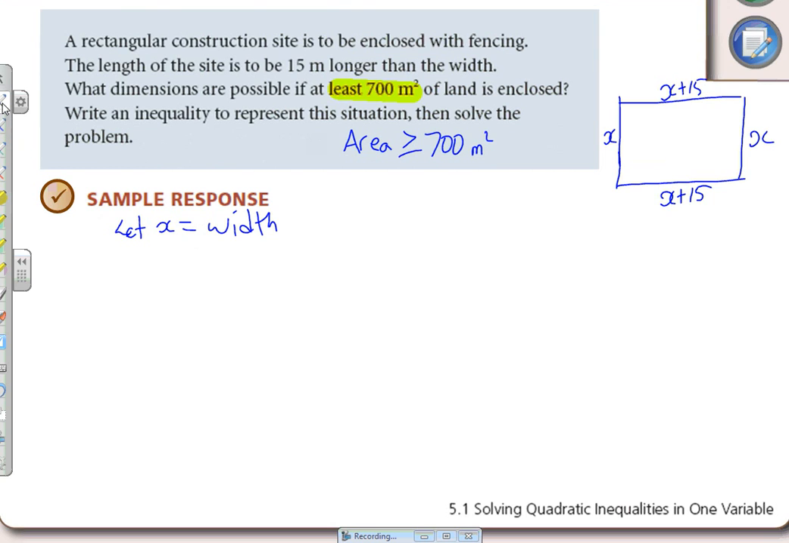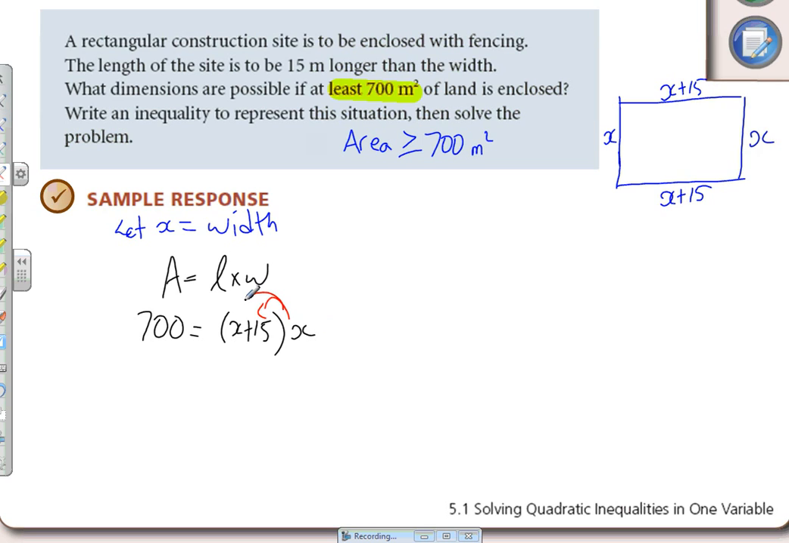Well, area is equal to length times width. Area equals length times width. Let's plug in what we know. Let's say we're going to just use 700 to start off with, equal to the length, which is x plus 15, multiplied by the width, which is x. We need to solve for x now.